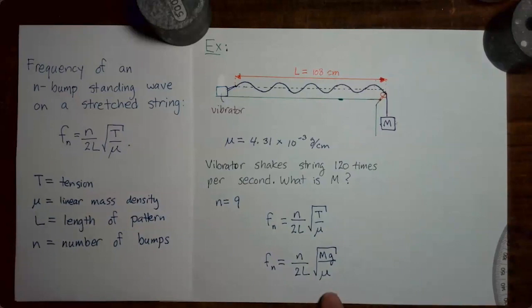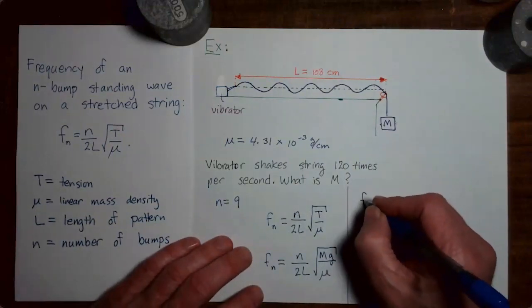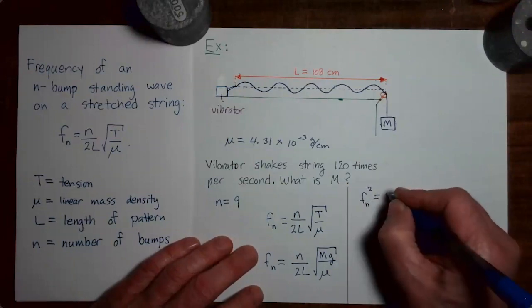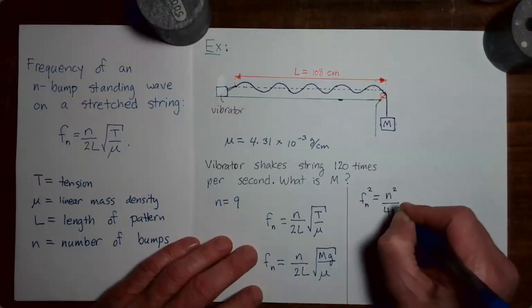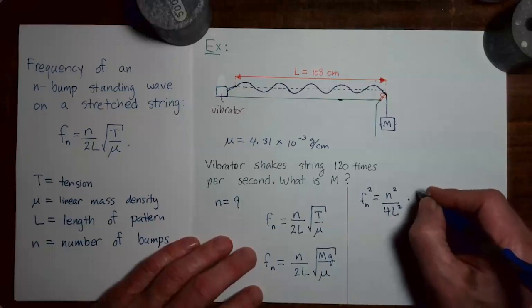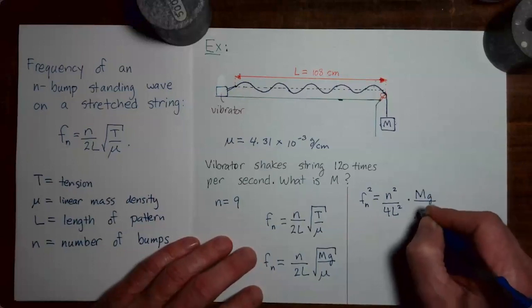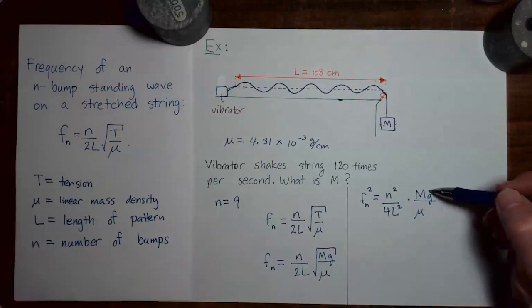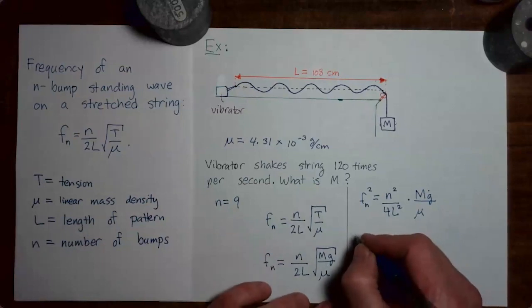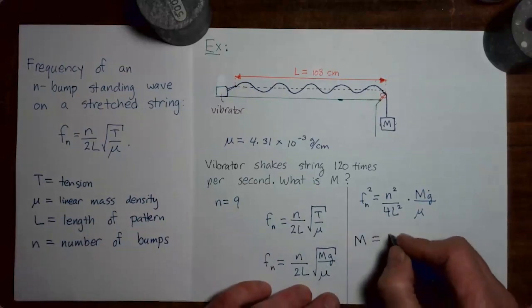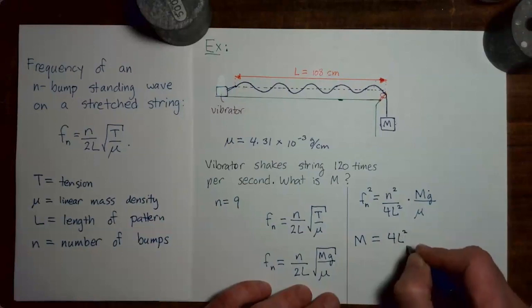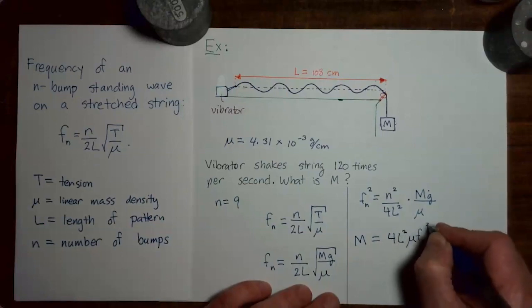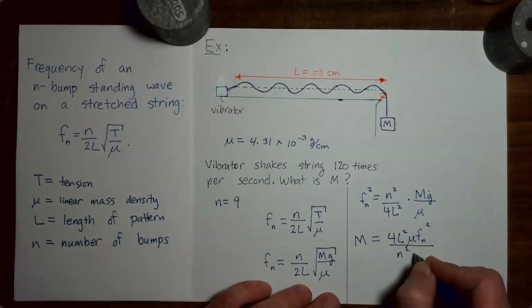All we have to do here is solve for the mass and then substitute in everything else. To start, I'm going to square both sides. So I now have frequency squared equals n squared over 4 l squared, times mass times little g divided by linear mass density. To isolate the mass, I'm going to move everything else to the other side and flip sides. That gives me mass equals 4 l squared, linear mass density, frequency squared, over n squared g.